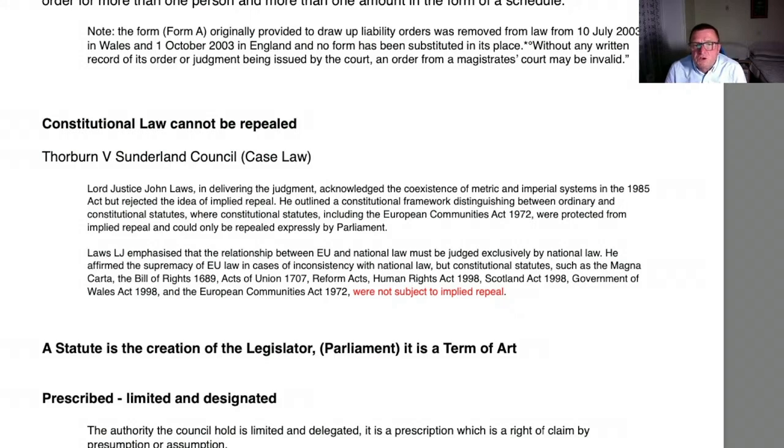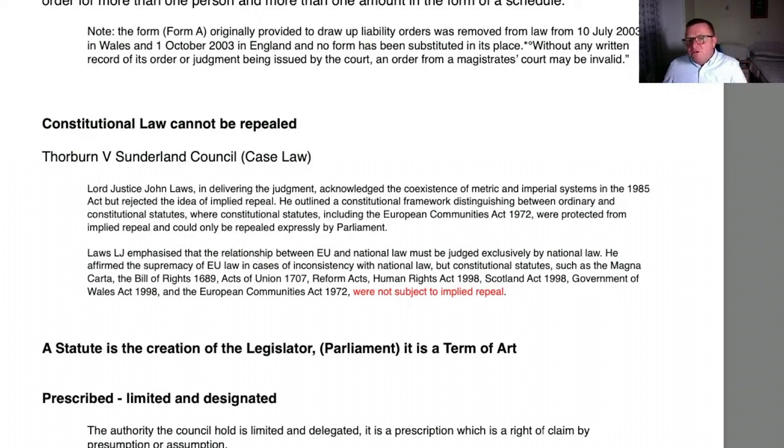So what he showed was that on the weights and measures case, it couldn't be repealed by them thinking it were, because they had another act to play with. It says Laws LJ emphasised that the relationship between EU and national law must be judged exclusively by national law. He affirmed the supremacy of EU law in cases of inconsistency with national law, but constitutional statutes such as Magna Carta, the Bill of Rights, Acts of Union, 1707 Reform Act, Human Rights Act 1988, Scotland Act 1998, Government of Wales Act 1988, and the European Communities Act 1972 were not subject to implied repeal.